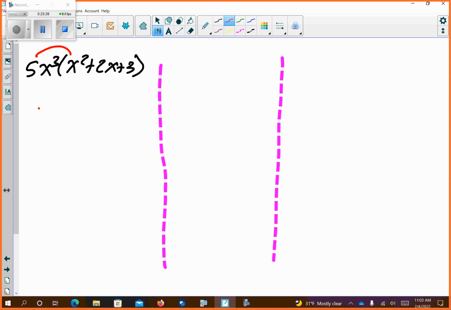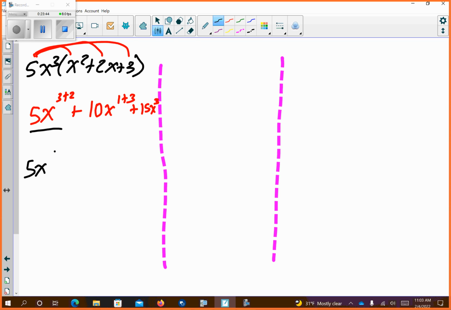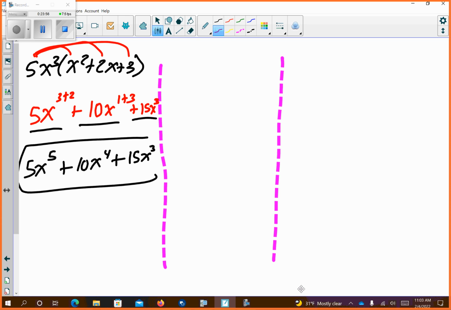Okay, so I'm going to distribute this over, so I get 5x to the 3 plus 2 plus 10x to the 1 plus 3 plus 15x to the third. Go ahead and combine that, so I get 5x to the fifth. Combine that, so I get 10x to the fourth. And that doesn't get combined, just comes down. So try this next problem. If you get stuck on it, take a look what I've done in a sec. And then the third column will be something for you to try later.